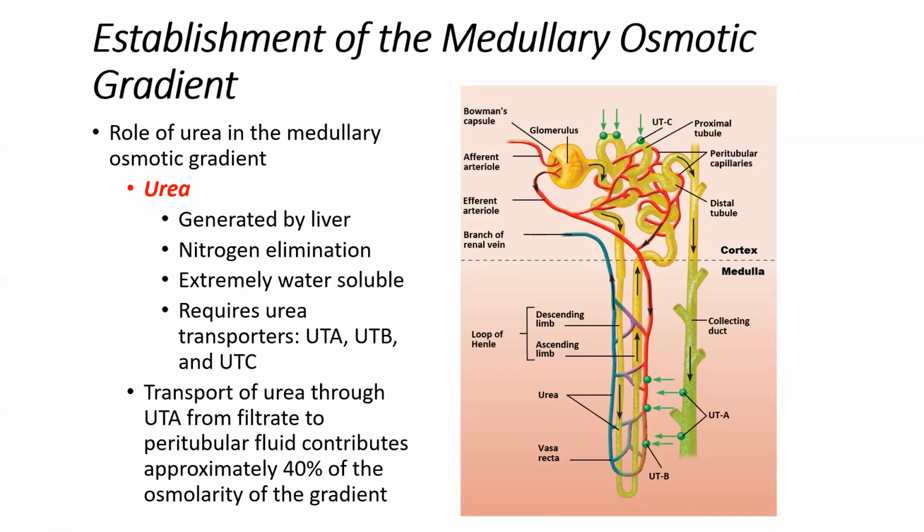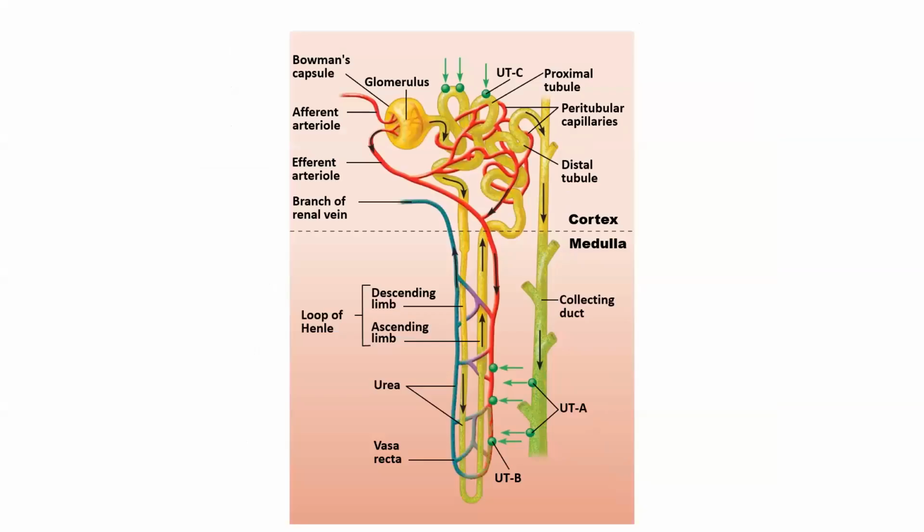orientations to each other. So the transporters UTC and UTB are going to be found on the descending limb of the vasa recta, and this is where we have the ascending limb of the loop of Henle. And so the reabsorption of urea here is what facilitates the reabsorption of water that is following that urea. So urea is also an integral part of establishing the medullary osmotic gradient, okay?